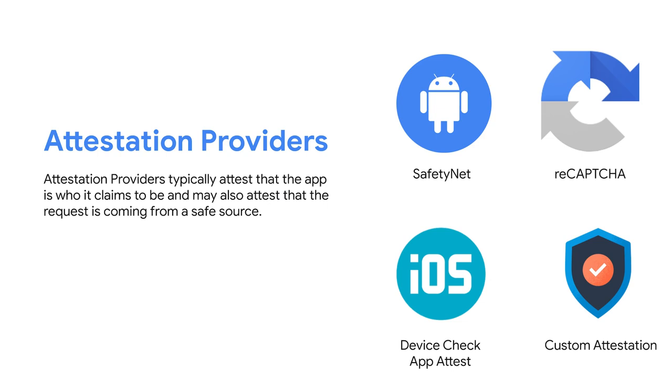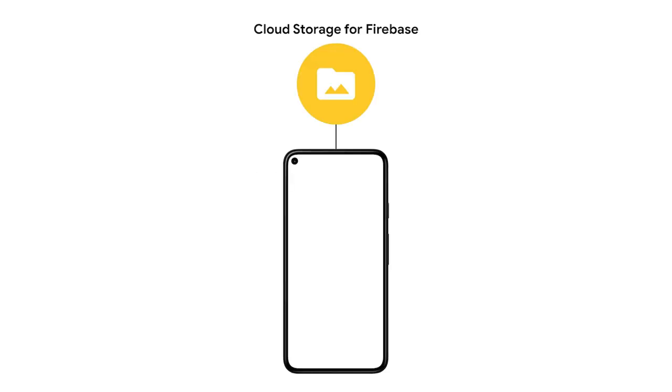Now that we know about providers, let's look at an example. You've written an Android app that uses cloud storage for Firebase. Normally, your app connects to storage and accesses the necessary data to serve your users. But how do you know that it is only your app accessing storage? You've registered your app with App Check and enforced the protections with storage.